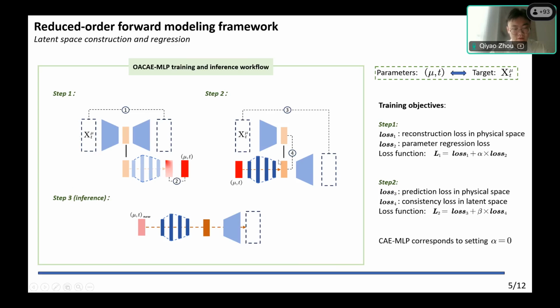In step 2, we train another MLP model that maps the parameter to the latent space and then decode it back to the physical field. And finally, during the inference, we can use the MLP trained in step 2 and the decoder trained in step 1 to directly construct the predictive model, going from new parameters to the full field. And for the standard CAE MLP model, the physics-aware branch can be removed by setting the corresponding weight coefficient alpha to 0.